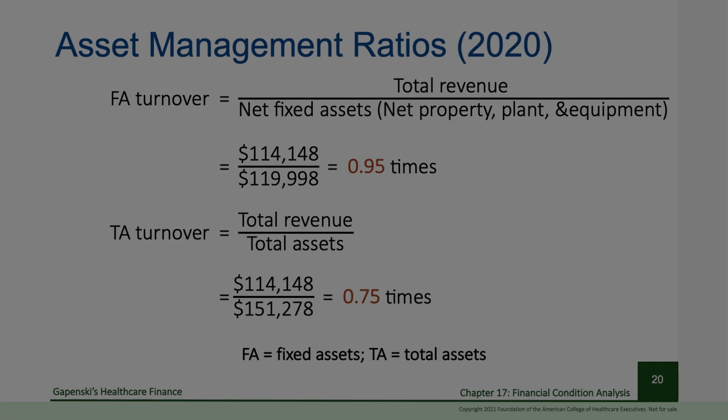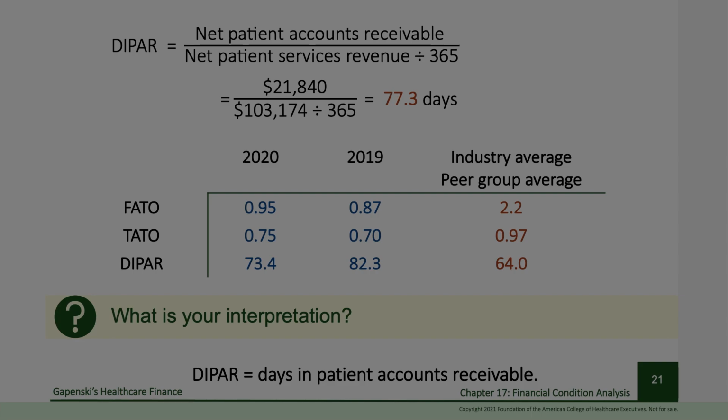So Riverside's total assets turnover is below the average, but not as far below as the fixed assets turnover ratio. The total assets turnover ratio is below the average, but the fixed assets turnover ratio is much below the industry group average. As you can see, how well you are utilizing your business assets is what the asset management ratio tells us. So maybe Riverside is not utilizing its fixed assets as much. Maybe there are some empty rooms, some empty clinics that are not being utilized to their full capacity.